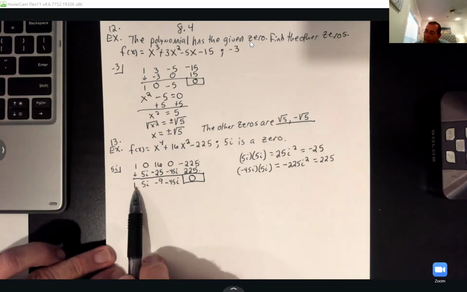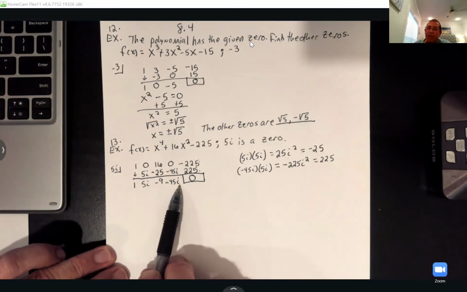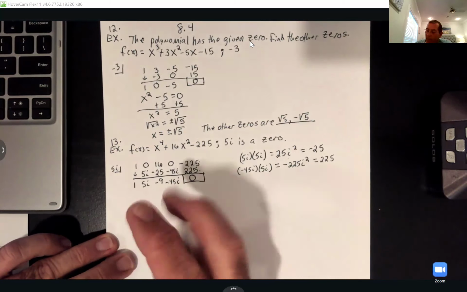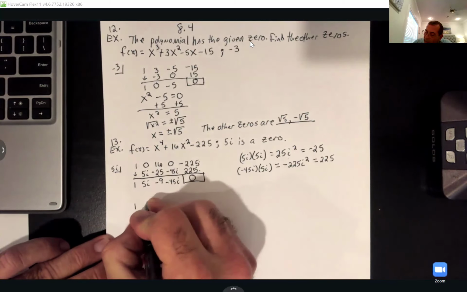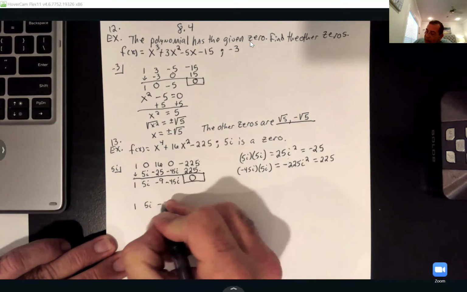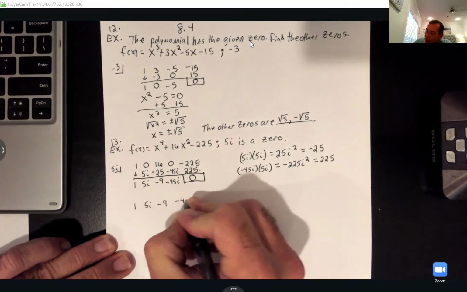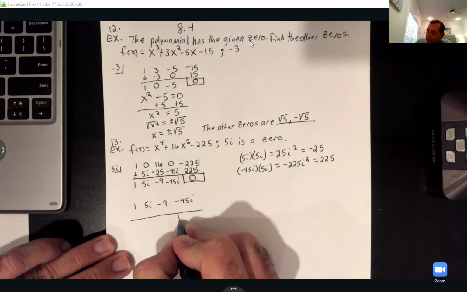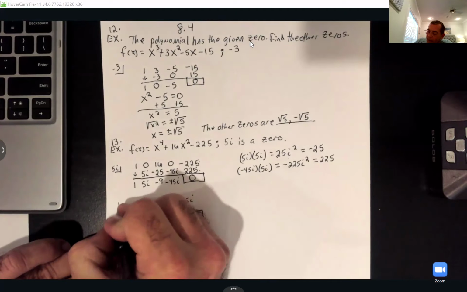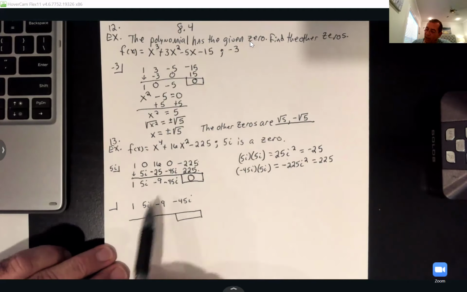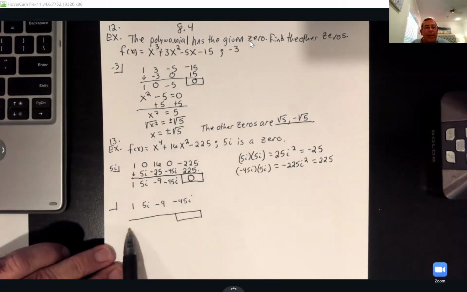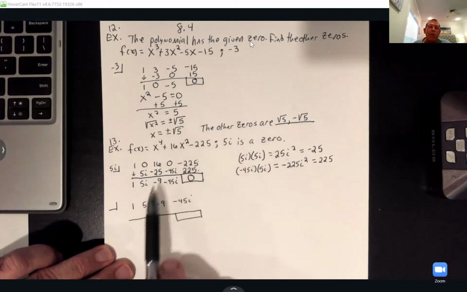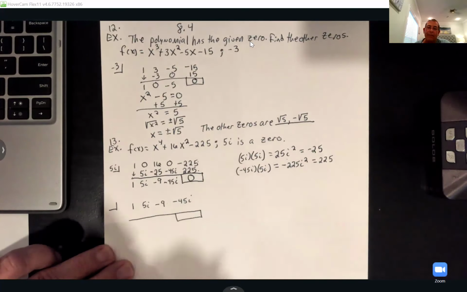Now notice, I still got 4 numbers under here. So I need to use these 4 numbers. So write down 1, 5i, negative 9, negative 45i. Draw your box. So we got to keep doing it until we get the 3 numbers here, just like I did up here. So if you got an exponent of 4, you're going to have to do the synthetic division twice.